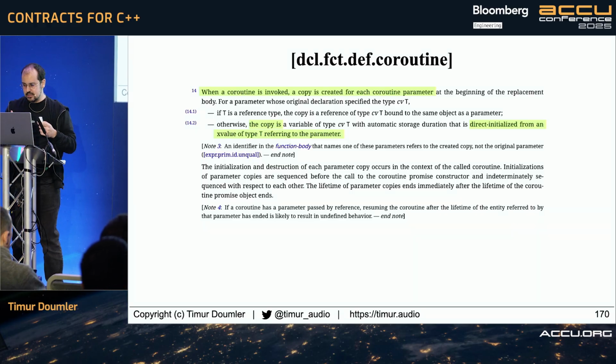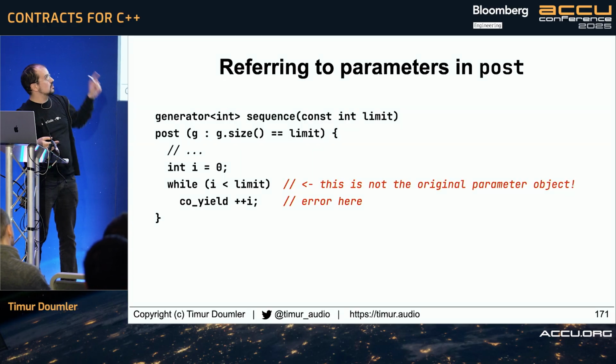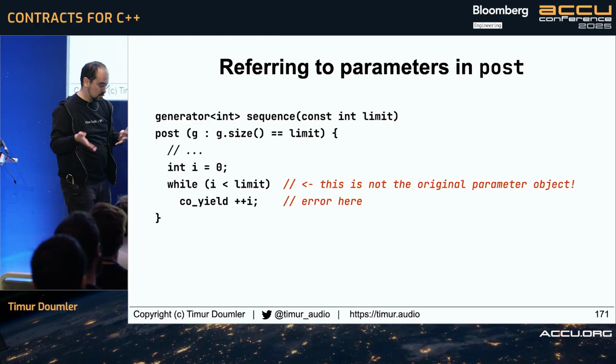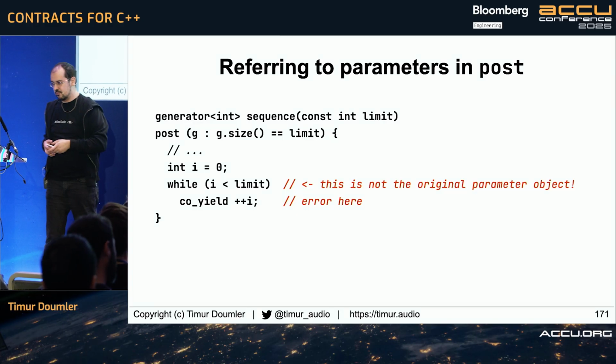But until now, it wasn't even observable. But if you stick a post condition there, that obviously refers to the original parameter object, because that's the only one that is known at the call site. So then that becomes observable.